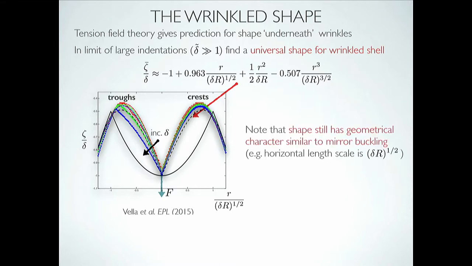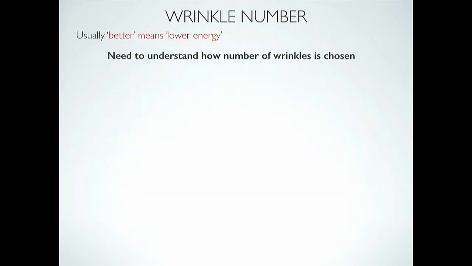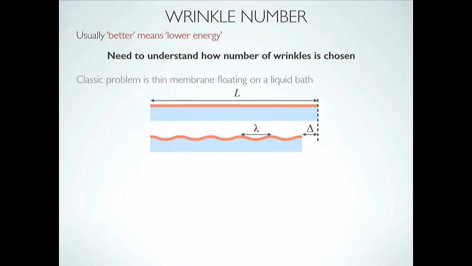So the shape has got a geometrical character, just like mirror buckling had. Mirror buckling was just taking a spherical cap, turning it inside out. I found something else that has a similar geometrical characteristic, okay? But we don't understand why this, or in what sense, this wrinkly shape is better than mirror buckling, if it is, okay? So normally, as I said, better means lower energy. So what I need to do is I need to understand the energy of this system. And obviously, the energy is going to depend a little bit on how many wrinkles there are. So what I need to do is I need to understand how the system chooses the number of wrinkles.